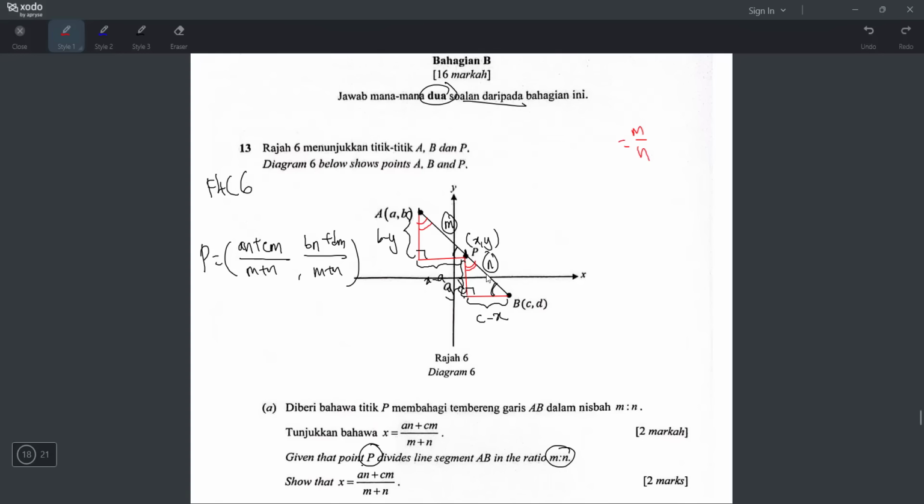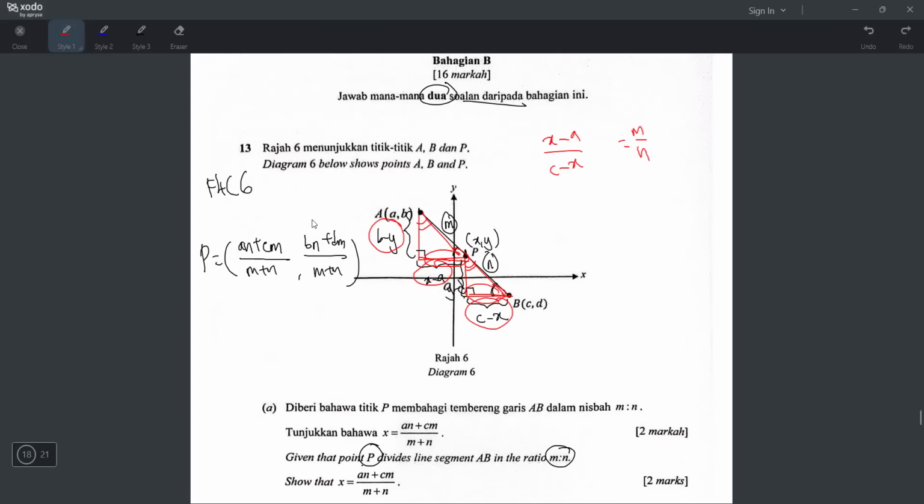It will be the same as the distance here divided by the distance here, which is x minus a over c minus x. So what I'm doing is taking the distance here, dividing by the distance here, x minus a over c minus x, but the ratio will be the same as the hypotenuse line ratio m over n, right? Of course, you can also take the vertical one, which is b minus y over y minus d equals m over n. But if you do that, you will get the y coordinate.